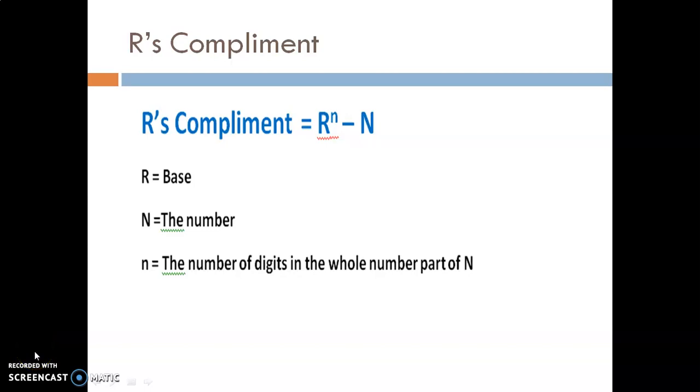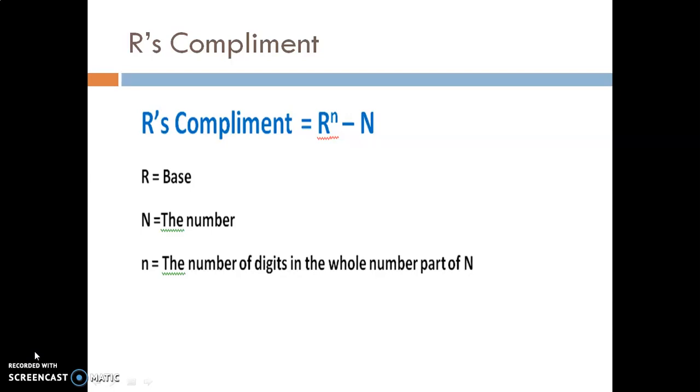Okay, so in this video, we will see how subtraction is done using the R's complement method. The R's complement subtraction we have always seen for the binary number system. That is, in the binary number system, the base is 2, so it is the 2's complement method. So in other number systems, how is this R's complement subtraction done? Using this formula, it is R raised to n minus N.